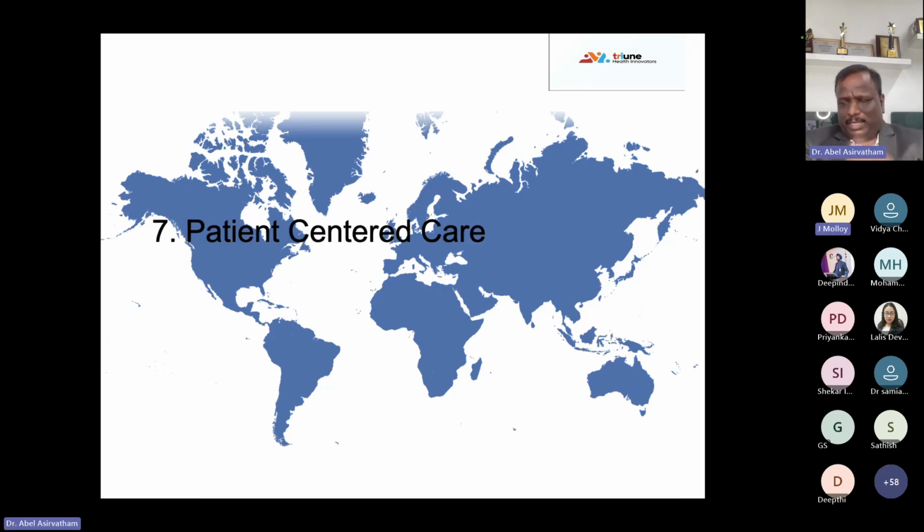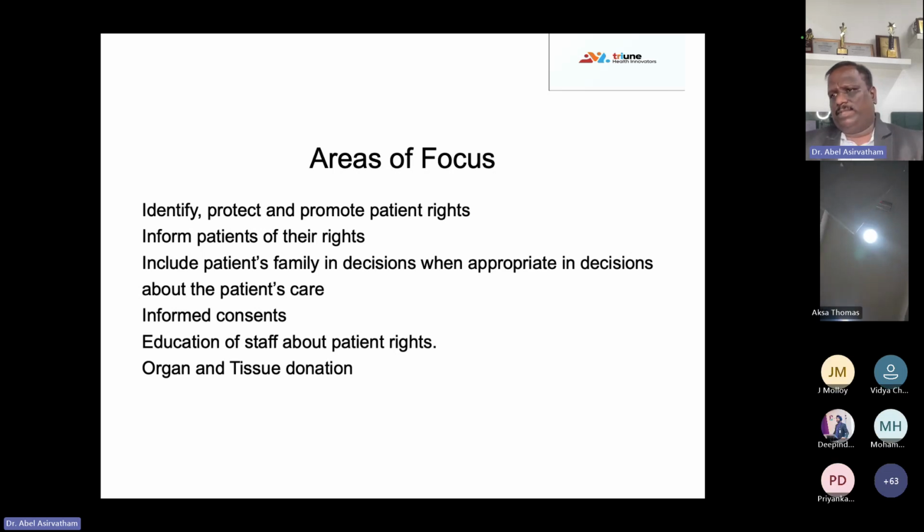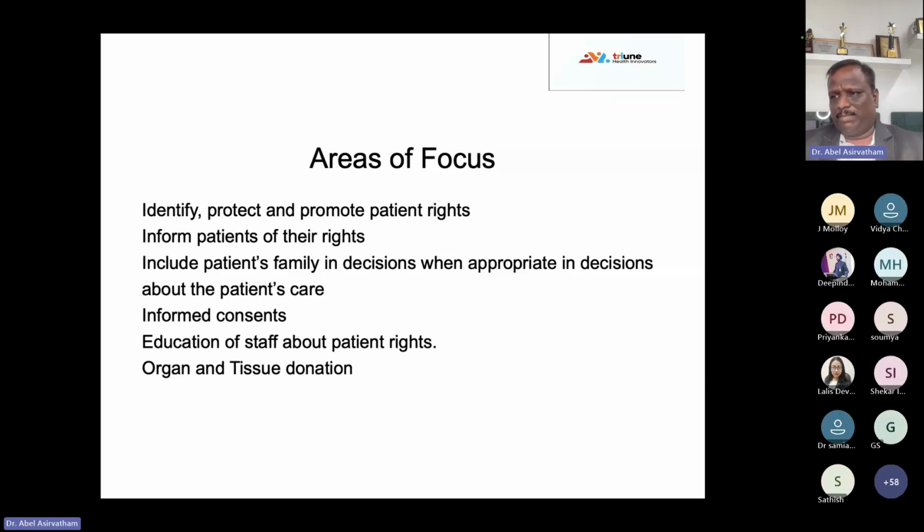Then we go to the 7th chapter, patient-centered care, which talks about identifying, protecting, and informing patients of their rights. Include the patient's family in decisions about the patient's care when appropriate. It mostly talks about informed consent, very, very important. Education of staff about patient rights, organ and tissue donation.